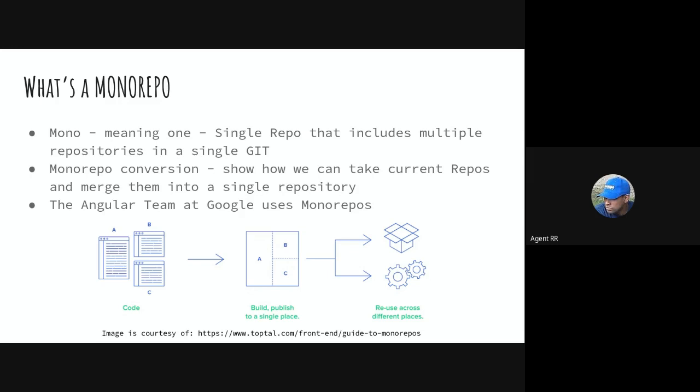I can show you how to convert a polyrepo to a single monorepo, right? Basically, we take the current repos and we merge them into a single repository. We store that as a Git repository, as a single one. And do you know that the Angular team also uses monorepos?